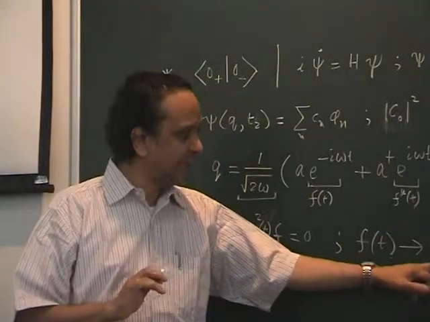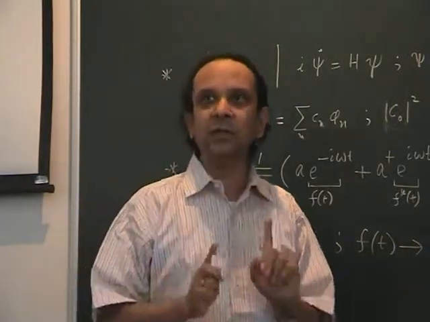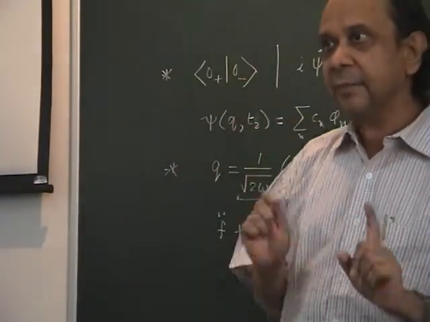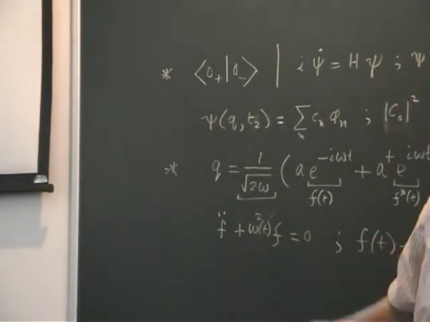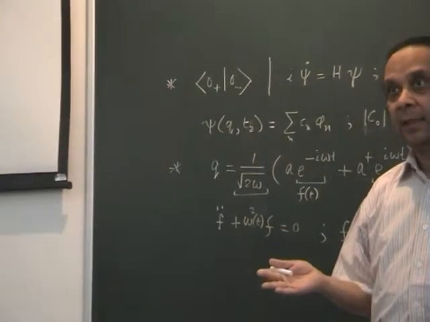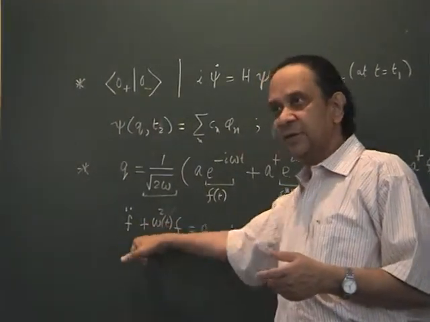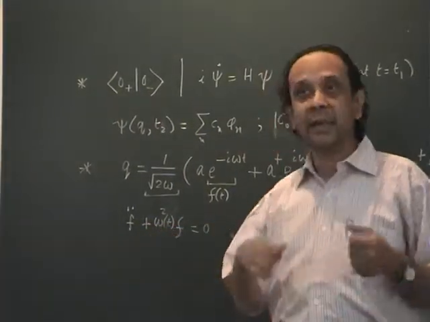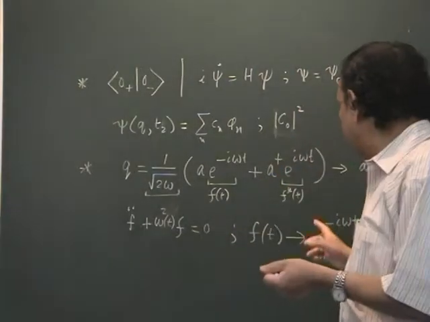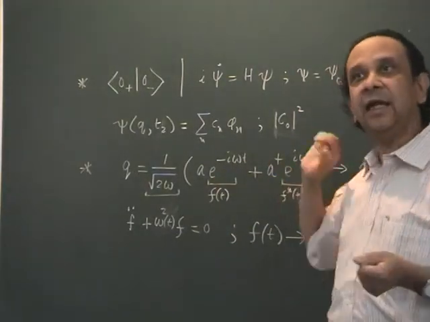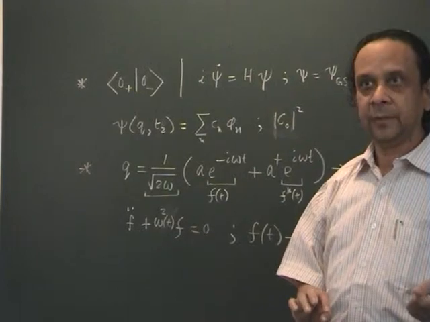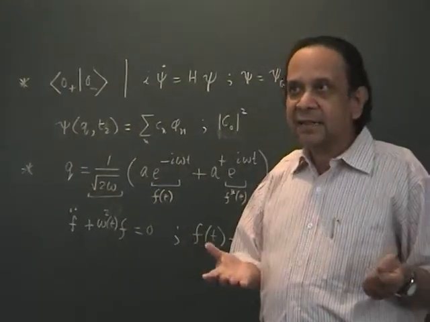Whatever it is, once I have specified this, I have again no control on the system. Dynamics decides for me what f of t will be at late time. In general, we know that since this is going to satisfy this equation with a constant omega at late time, it will be a superposition of e to the minus i omega t and e to the plus i omega t. Right? This is like a scattering problem.